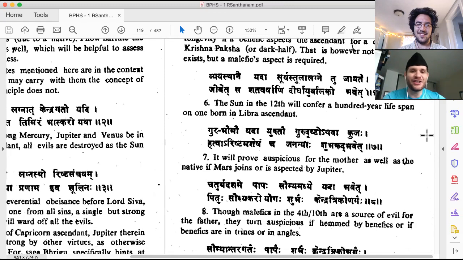The sun in the 12th will confer 100 years lifespan on one born in Libra ascendant, which is kind of, what the fuck? Because if it's a Libra ascendant, that means it's the 11th lord in the 12th house, right? Yeah. So yeah, but it's in Virgo. It has Digbala, but it has almost no Ucha Bala, which is exaltation.